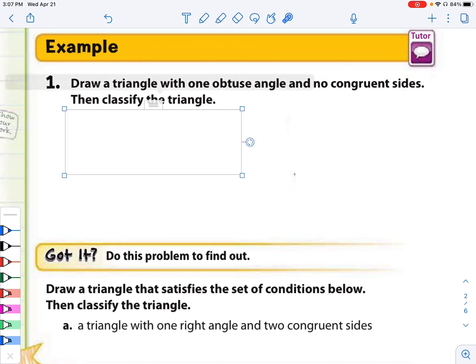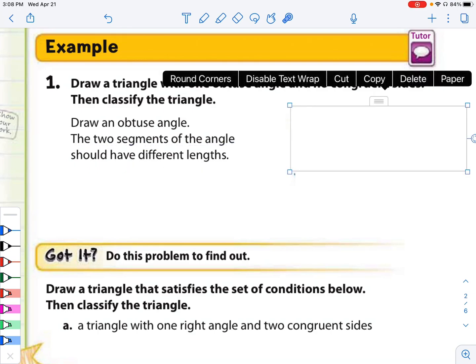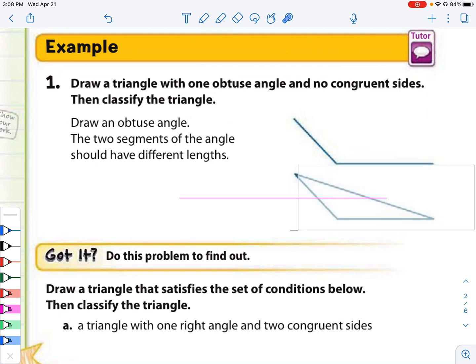Example number one: draw a triangle with one obtuse angle and no congruent sides. Then classify the triangle. So first thing we need to do is draw an obtuse angle. The two segments of the angle should have different lengths, and this is a good example of that. This is an obtuse angle where these two segments do not have the same measure.